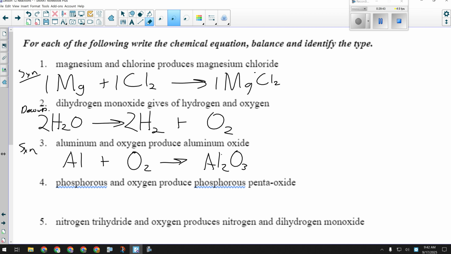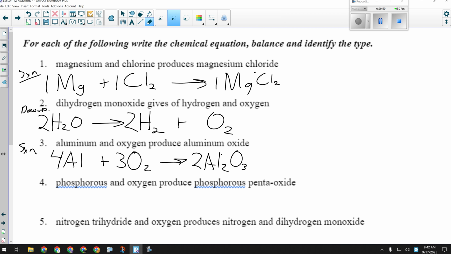Now I got to balance. Biggest number is 3, so lowest common multiple of 2 and 3 is 6. 3 here, 2 here, 4 there. Okay, how many people have done 4?